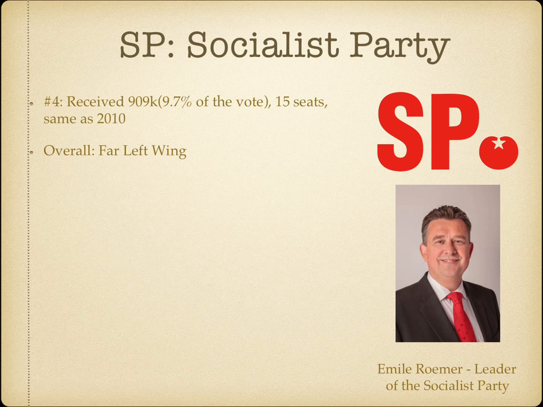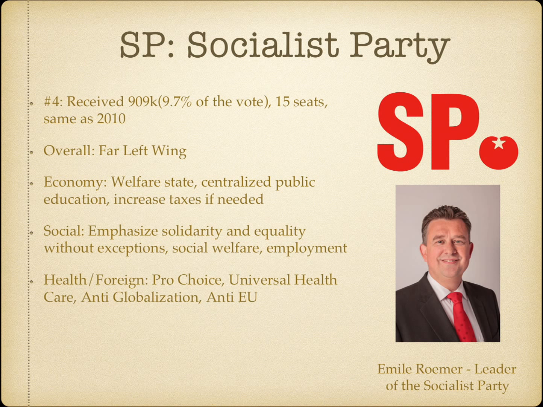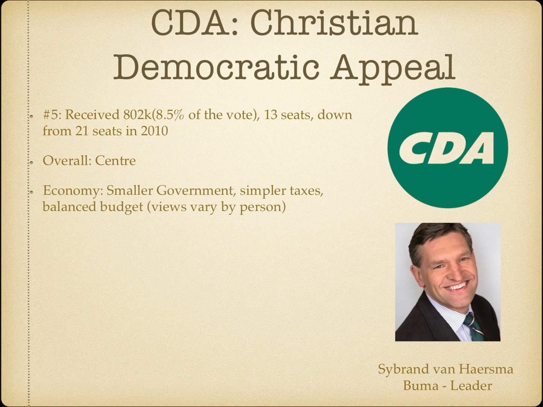The Socialist Party is ranked 4 and has 15 out of 150 seats. It is a typical far-left party which supports a welfare state and social justice. They are anti-globalization and anti-EU, while the number 5 party is the Christian Democratic Appeal, which has 13 seats and is a center party. Many support a free market, although views vary by person. They support moderate immigration and the EU.